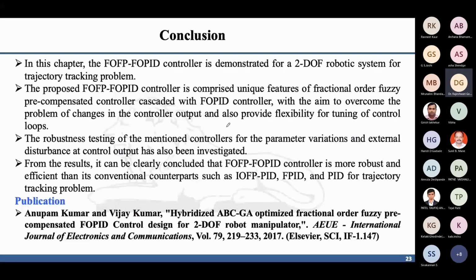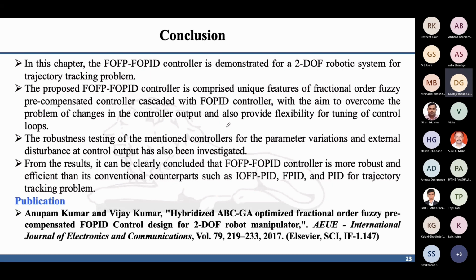So if we talk about this paper, then what challenges and what conclusions we have observed. First, we have successfully tracked the trajectory, whatever trajectory we chose. And here we have implemented a fuzzy precompensator in the controller that will compensate any fluctuation, any overshoot, undershoot, whatever. And we have done a robustness analysis of such type.